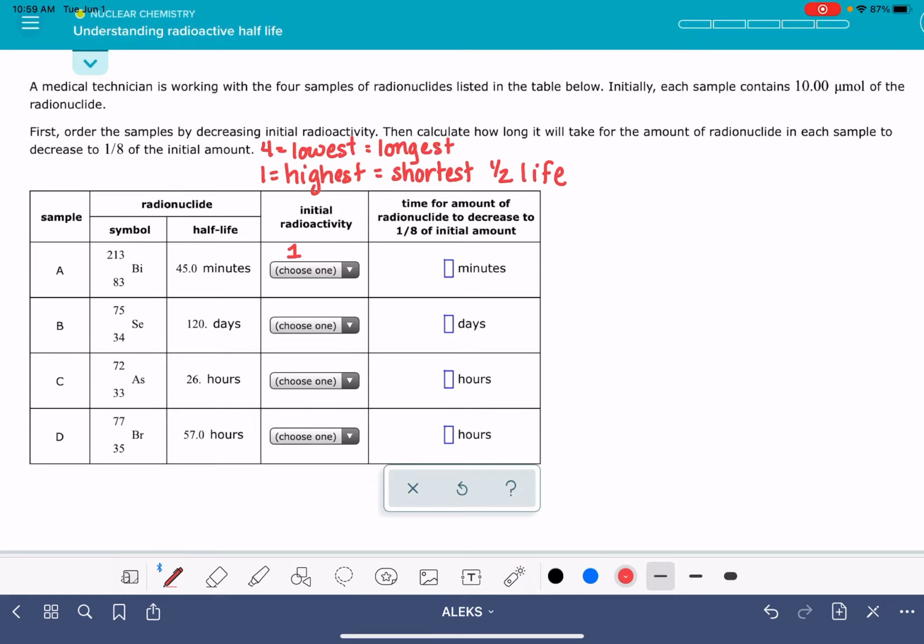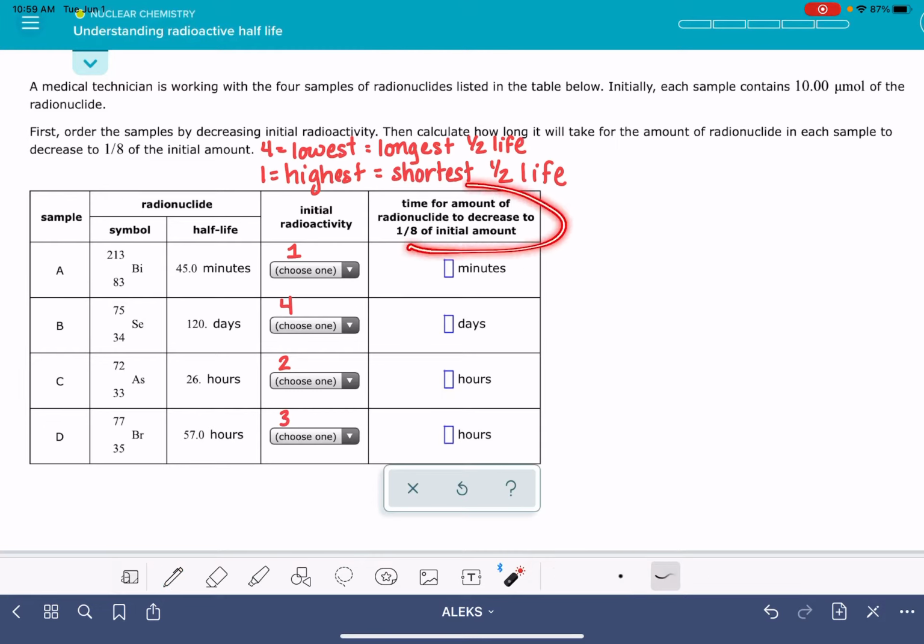And then the substance that has the longest half-life, that's the one that has the lowest initial radioactivity. Longest half-life, that's going to be our 120 days. That's the longest half-life. And then these you're just going to rank in the same way. So 26 hours would be our number 2, and 57 hours would be our number 3.